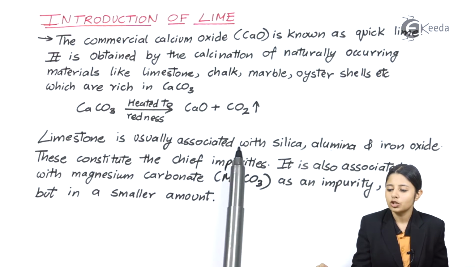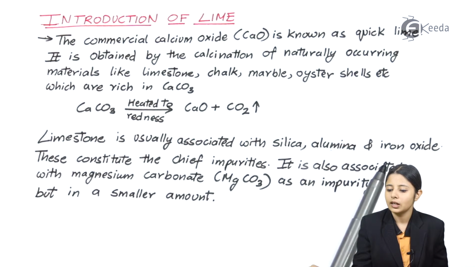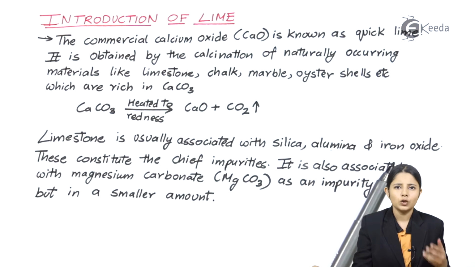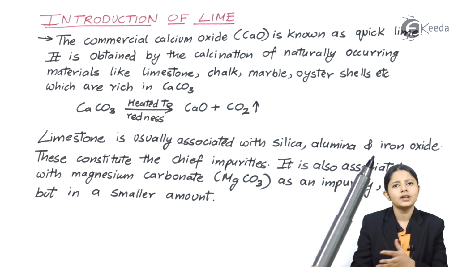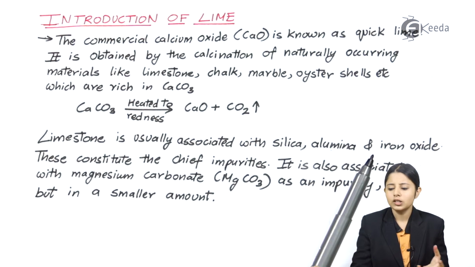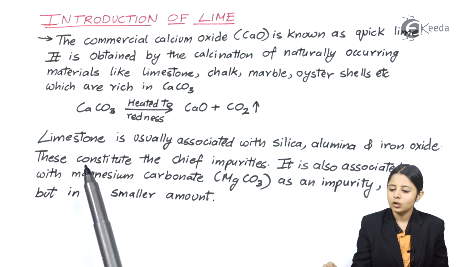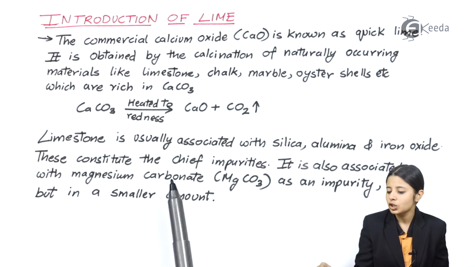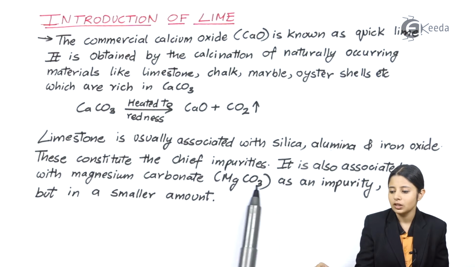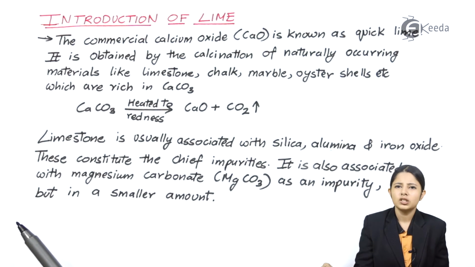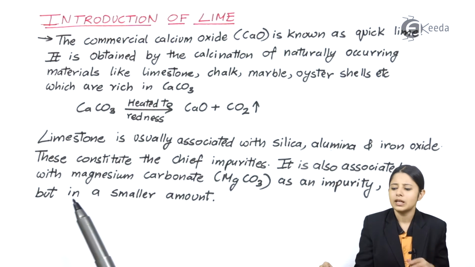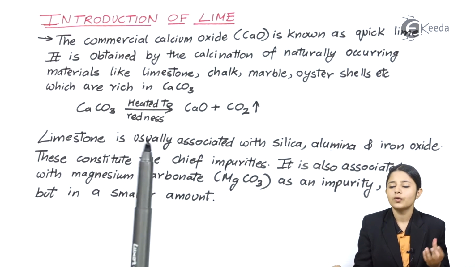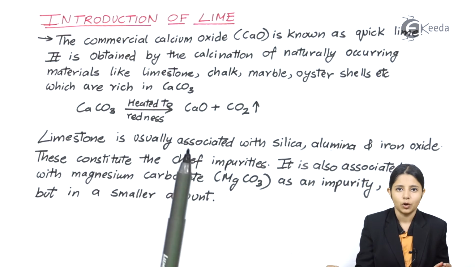Limestone is usually associated with silica, alumina and iron oxide. Now what are silica, alumina and iron oxide? All these are other ingredients of cement. All these together constitute the chief impurities. It is also associated with magnesium carbonate, MgCO3, as an impurity, but MgCO3 is in very small amounts as compared to the silica, alumina and iron oxide. So to get the purest form of CaO, we have to get rid of all other impurities.